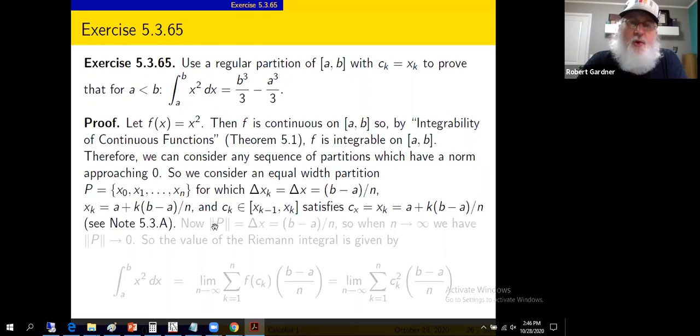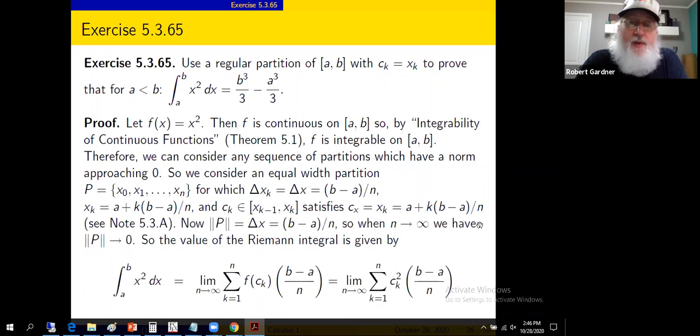Note 5.3.8. All right, so we'll take a regular partition. Delta x, or delta x sub k, will be b minus a over n. X sub k will be as we had before. We're choosing c sub k to be x sub k, what we had before. So very similar to the previous one. As n approaches infinity, the norm of the partition will approach 0, as in the previous 2 examples.